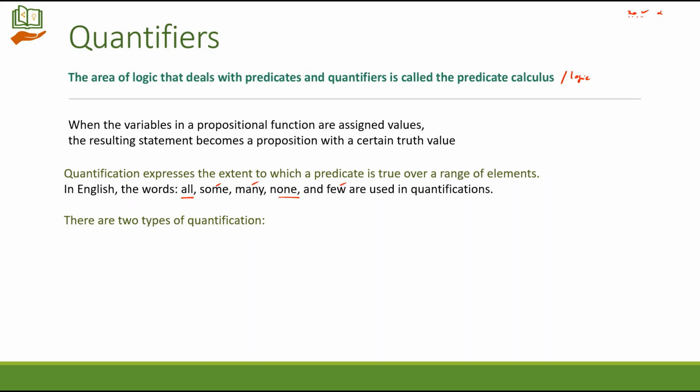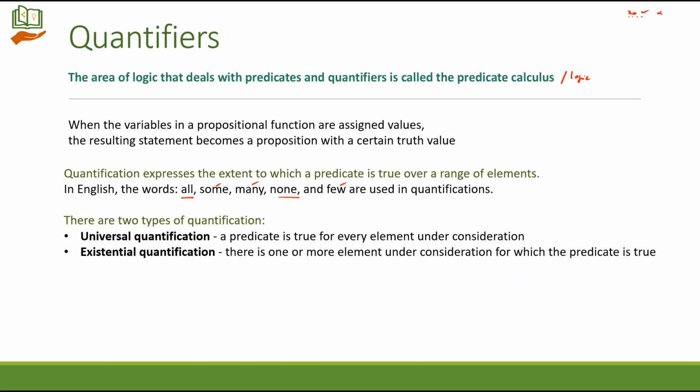Based on this, we are classifying quantification into two types. First one is universal quantification. A predicate is true for every element under consideration. When we say there are 20 students in the class and 20 students are present, that is universal quantification. When we say all the 20 are absent, that is also universal quantification.